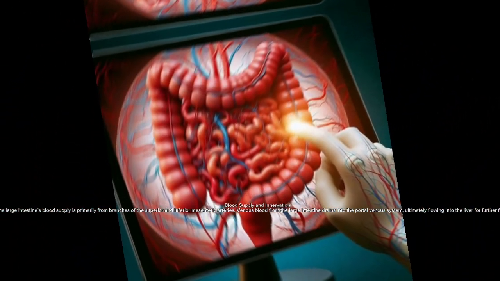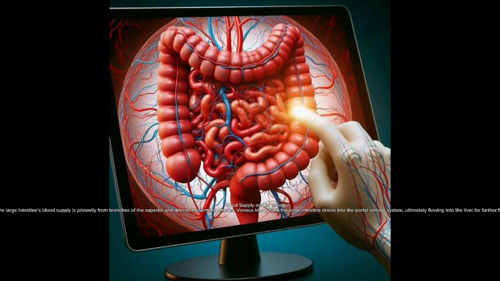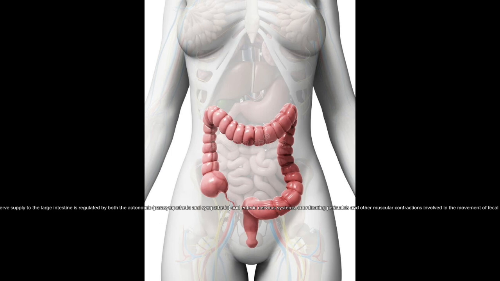Blood supply and innervation. The large intestine's blood supply is primarily from branches of the superior and inferior mesenteric arteries. Venous blood from the large intestine drains into the portal venous system, ultimately flowing into the liver for further filtration. Nerve supply to the large intestine is regulated by both the autonomic (parasympathetic and sympathetic) and enteric nervous systems, coordinating peristalsis and other muscular contractions involved in the movement of fecal material.